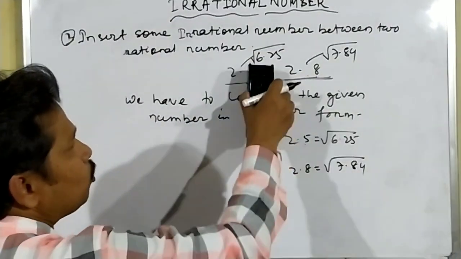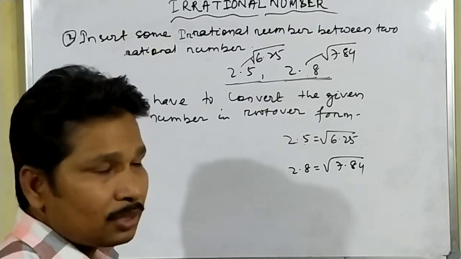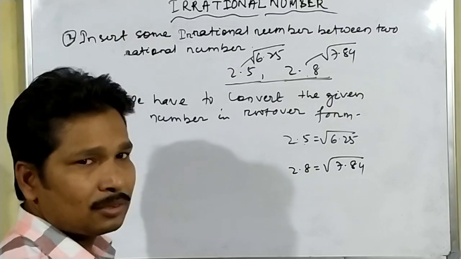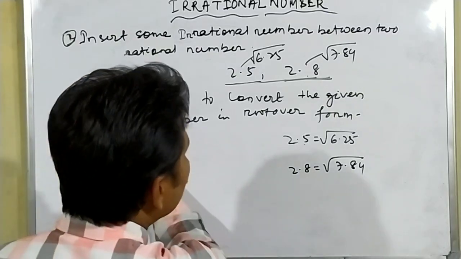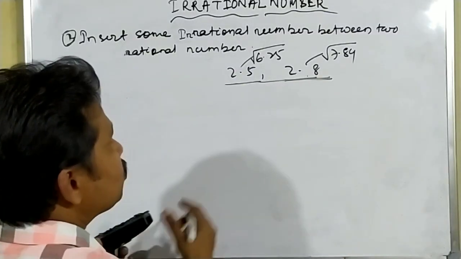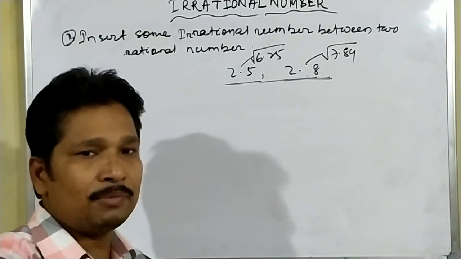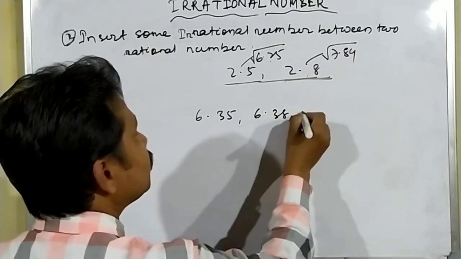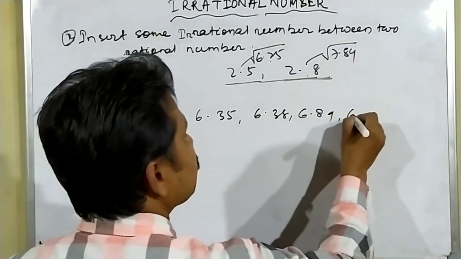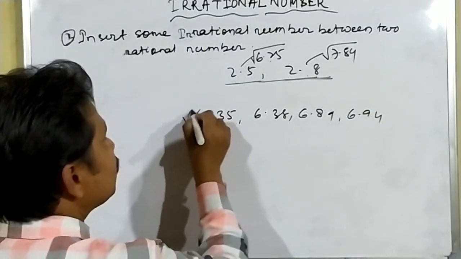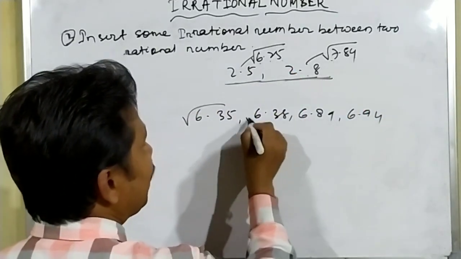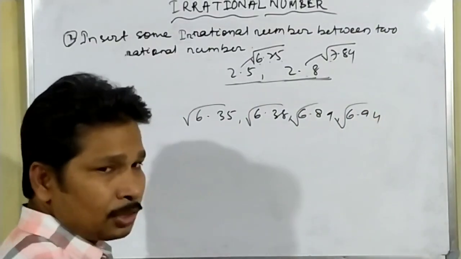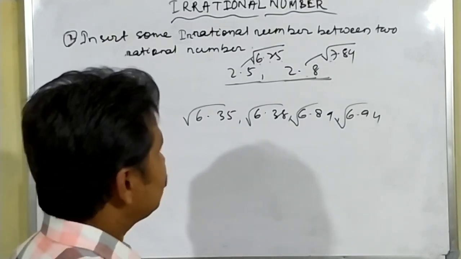Now see, both the numbers are in root over form. Can we find some irrational number between these numbers? Yes, obviously, why not? So how can we find it? Write any number between 6.25 and 7.84 and give the root over. So 6.35, 6.38, 6.89, 6.94. Write any numbers between 6.25 and 7.84 and give the root over. Complete.